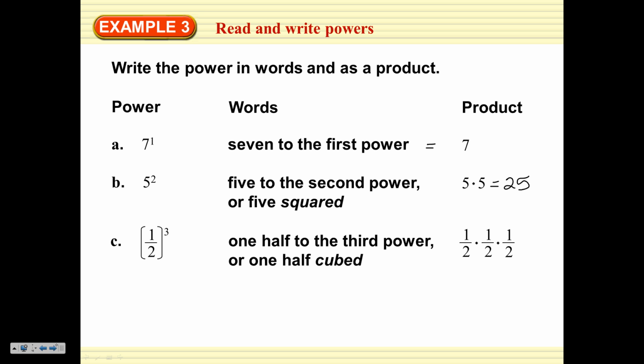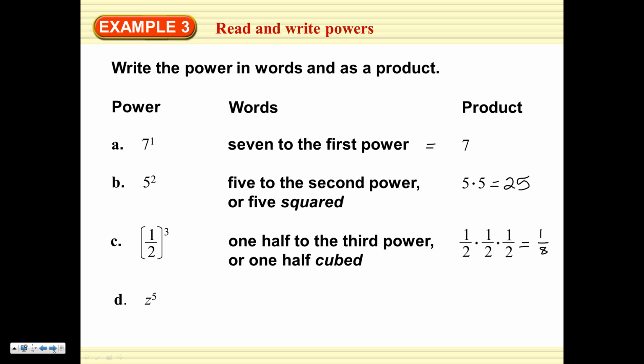Okay, and then to simplify that, 1 times 1 times 1 is obviously 1. 2 times 2 is 4, and 4 times 2 is 8. It is not 6. We do not do 2 plus 2 plus 2. We multiply 2 times 2 times 2, and we get 8.